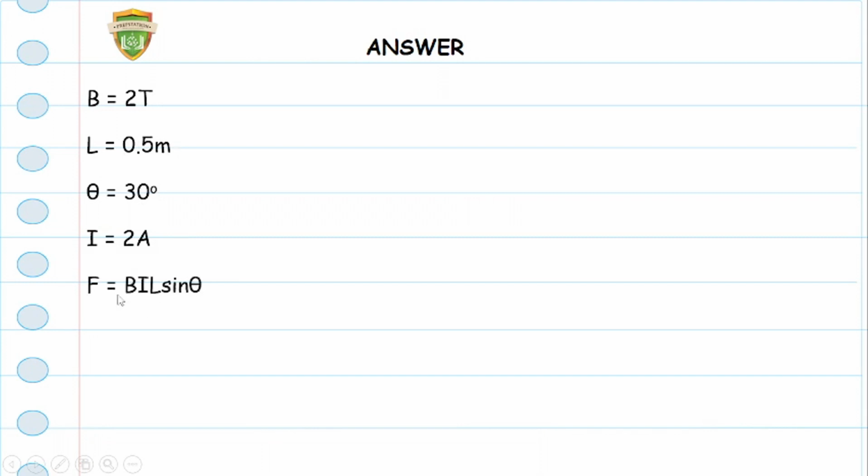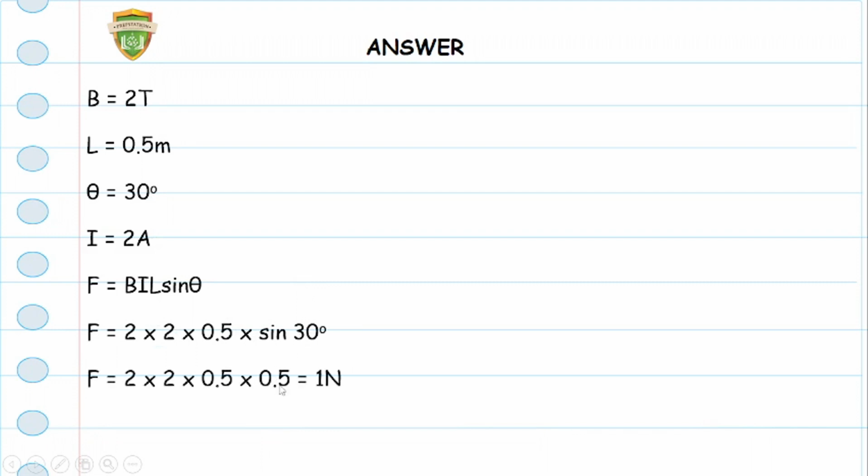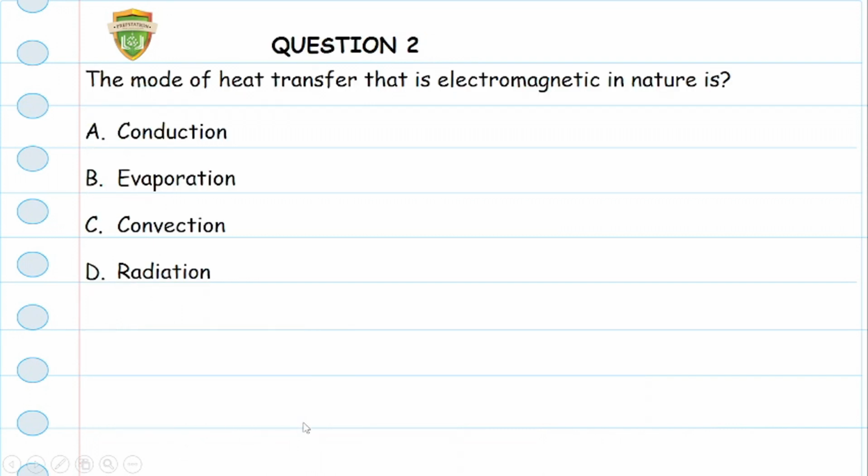Now, the next thing is that we know the formula for the force on a current carrying wire is the magnetic field strength multiplied by current multiplied by the length and the sine of the angle. When we substitute all these values into this, the force becomes this. But we know that sine 30 is 0.5. So when we multiply all this, we get 1 Newton, meaning that our answer is A, 1 Newton.